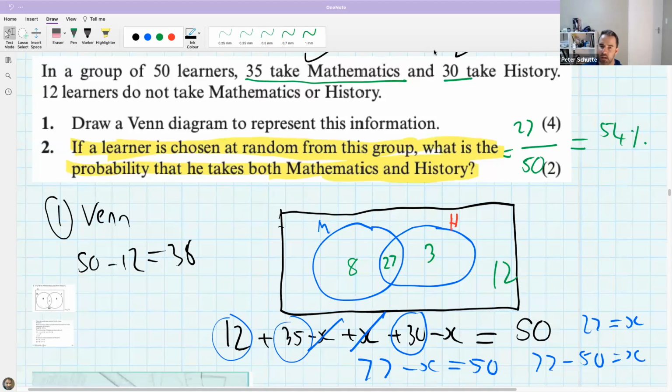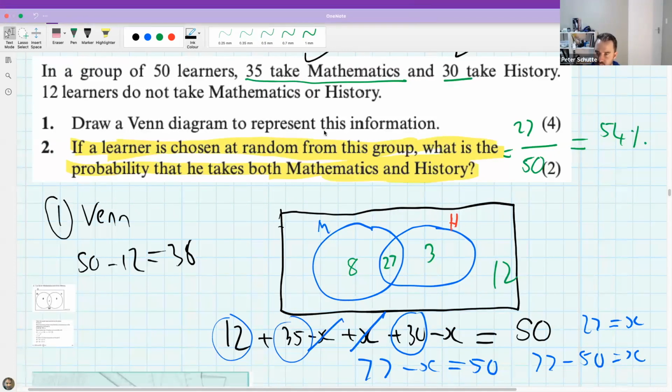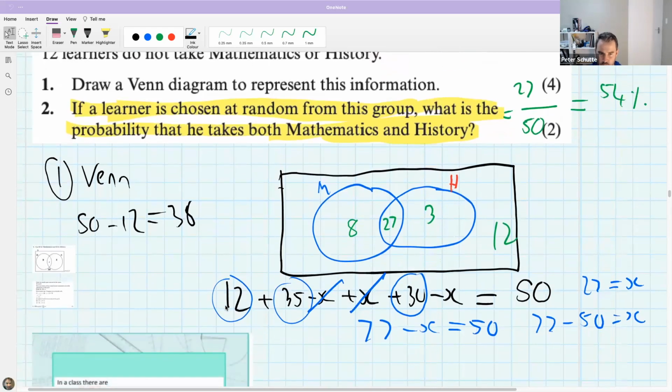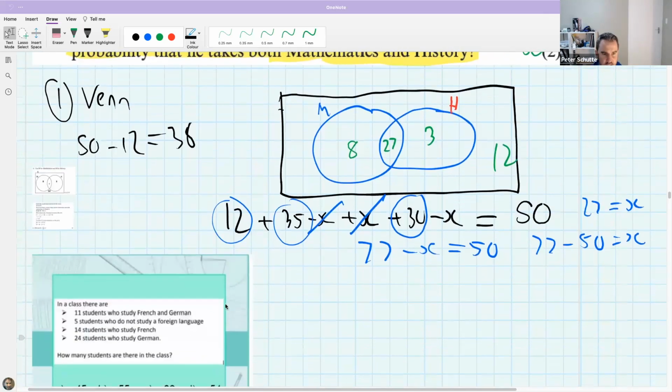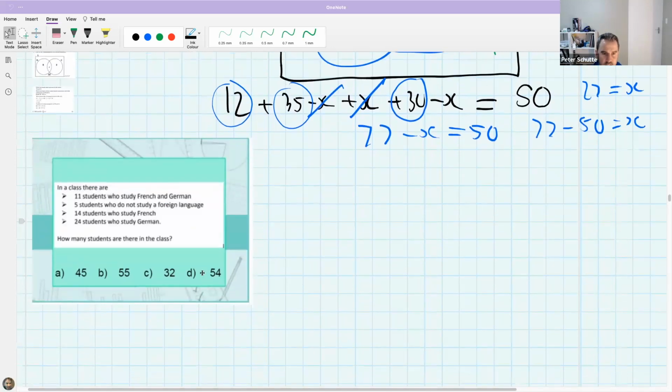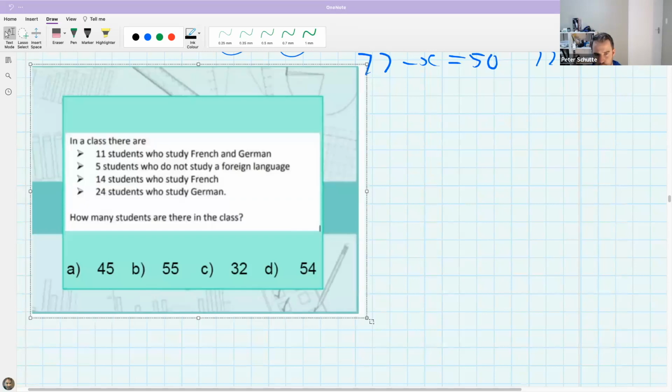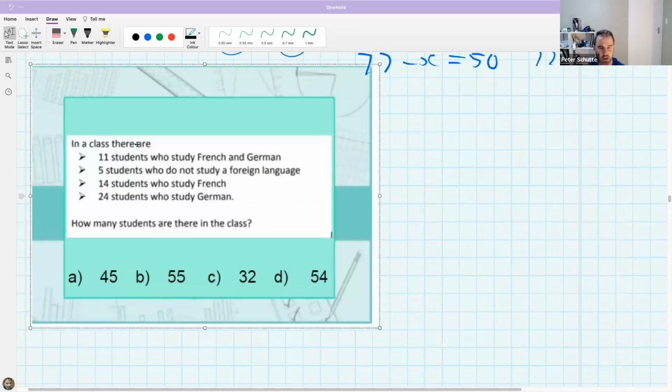Okay. So let's move on to another type of question like this, just to get some more practice before we run out of time. Let's do this one. This is not actually probability. This is just counting. It says, in a class, there are 11 students who study French and German, 5 students who do not study a foreign language, 14 who study French, 24 who study German. How many students are there in the class?